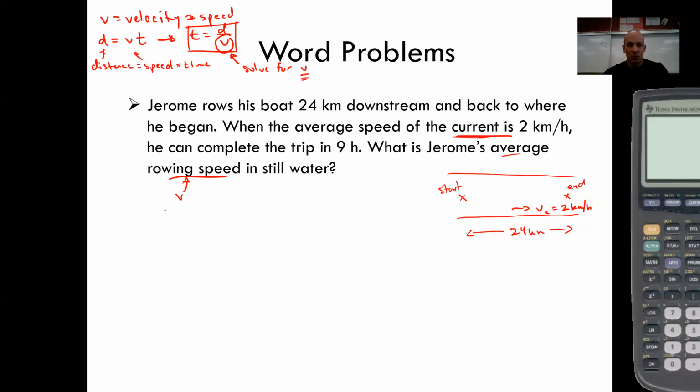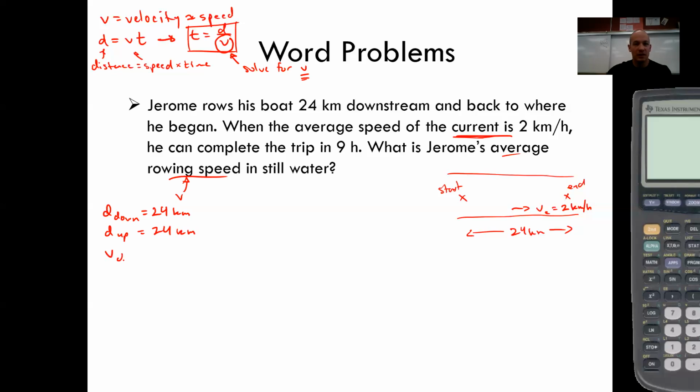Usually with a word problem, especially in any sort of physics type situation, but just in general, you write down all the stuff you know. So we know that the distance you travel when you go downstream is 24 kilometers. And you know that the distance you travel when you're going upstream is 24 kilometers. Okay, so that's not very exciting.